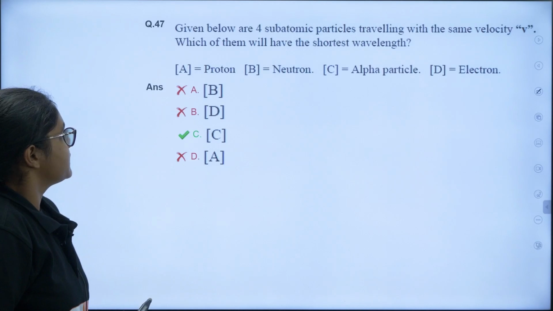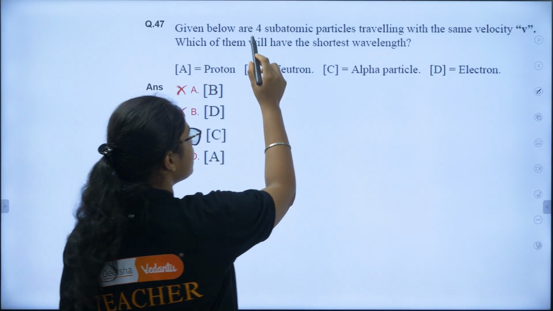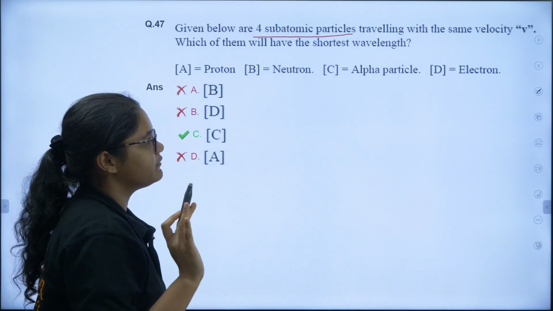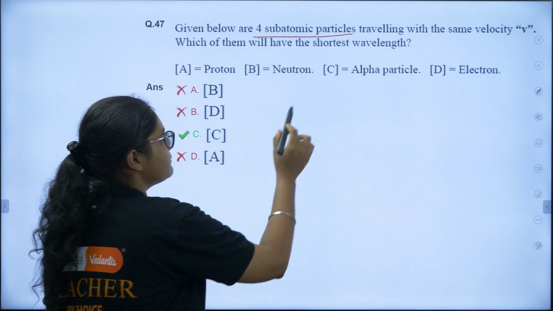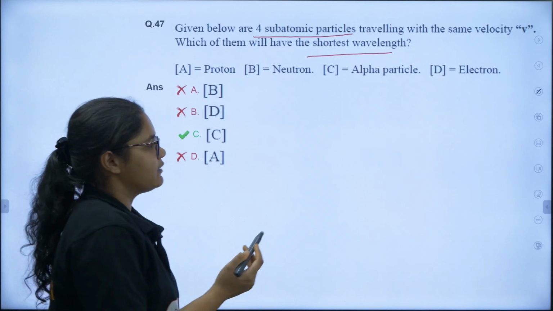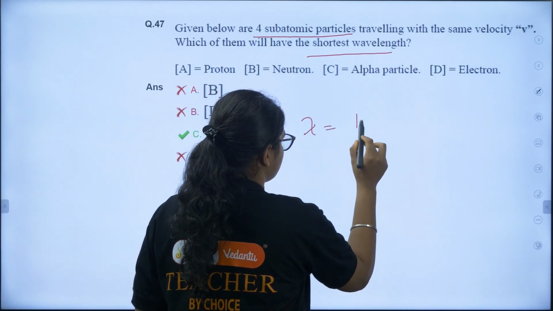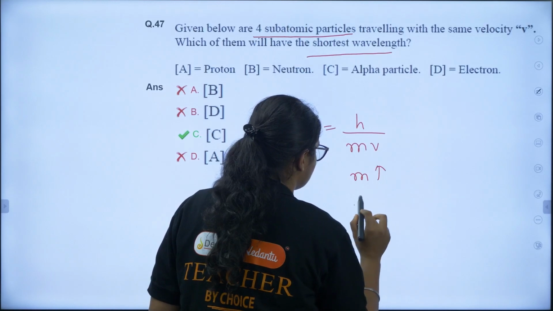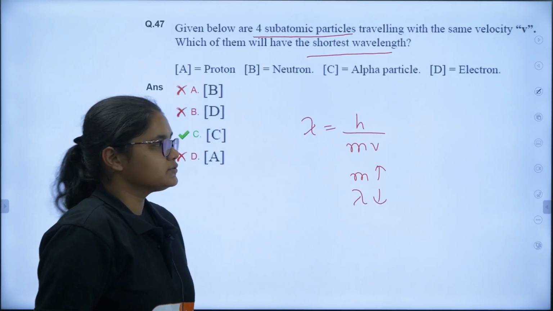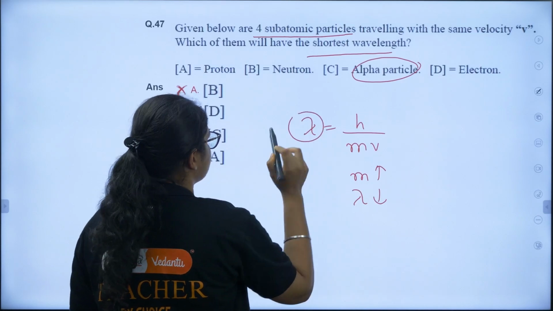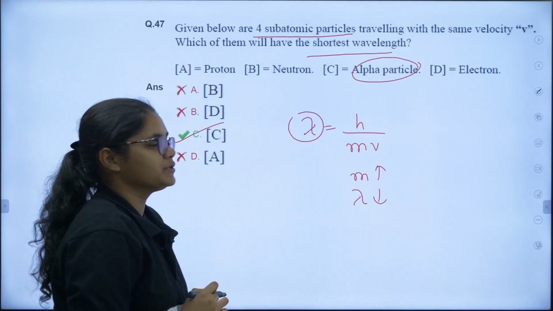Now let us see the next question. Given below are 4 subatomic particles traveling with the velocity of v. Which of them will have the shortest wavelength? So you know this de Broglie, we have de Broglie wavelength formula, lambda is equal to h by mv. So if mass is more, wavelength will be the shortest. So if you see out of all this, alpha particle mass is the highest, so its wavelength will be the lowest. So correct answer is option number C.